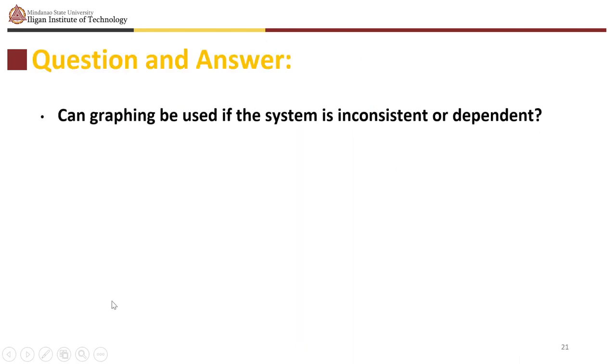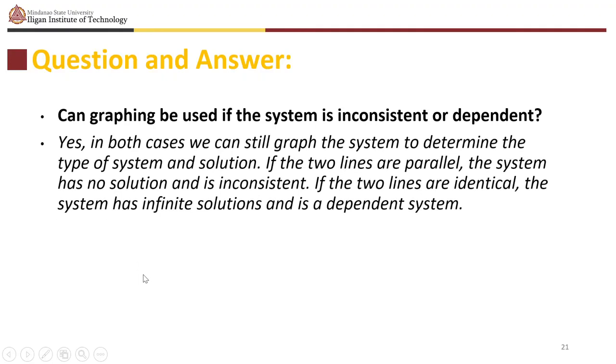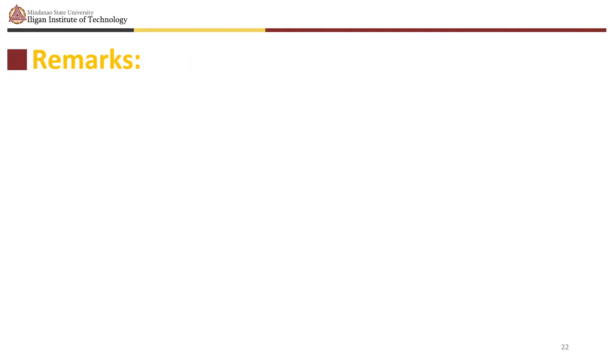So can graphing be used if the system is inconsistent or dependent? Yes, in both cases, you can still graph the system to determine the type of system and solution. If the two lines are parallel, then the system has no solution and is inconsistent. If the two lines are identical, then the system has infinite solutions and is a dependent system. It will only have a solution if there is a point of intersection.